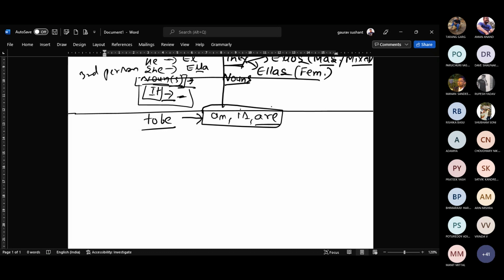So this to be verb in English changes into am, is, and are according to the subject, and we choose one of them, isn't it? With I we use am, with he we use is, with some other subjects we use are: we are, you are, they are. So something similar will happen here in Spanish also. For to be, the verb in Spanish which we use is this one.